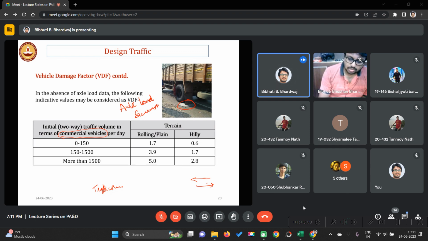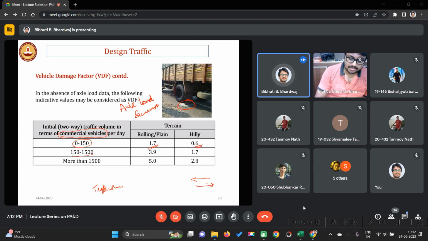So those numbers of vehicles you need to at least count. But how will you know without measuring whether it is carrying more than 3 tons or not? You need to use your experience. The truck will generally always have more than 3 tons. The bus will always be having LCVs also. So you can simply ignore the cars and bikes, and of course the cycles and all, and the rest you can count. So if the commercial vehicles per day is 0 to 150, then for rolling or plain terrain, you can assume 1.7, for hilly terrains 0.6.